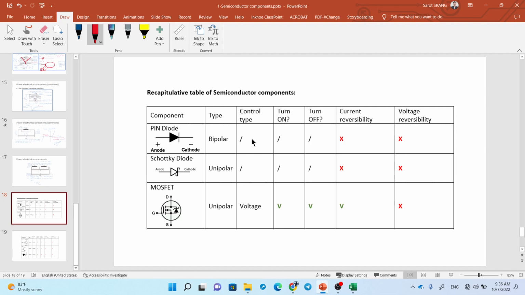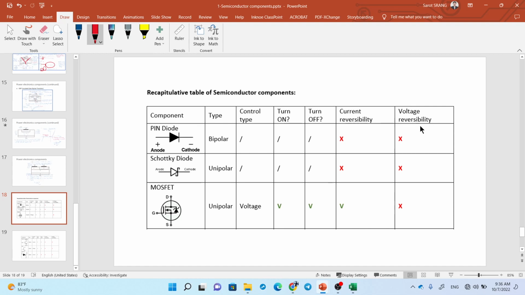So bipolar. And type of control, we cannot control it. The circuit itself can force it to turn on or to turn off. Okay? We cannot program it to send a signal to turn it on or turn it off. So no control. And current reversibility: we use a diode as a device that blocks the current from one direction. It can only allow current to flow in one direction. So of course, no reversibility of current.